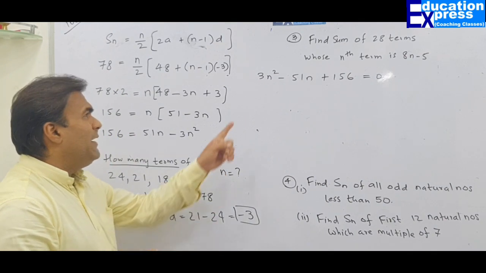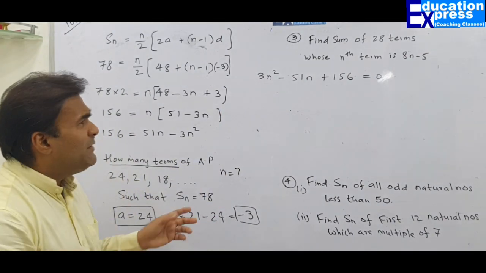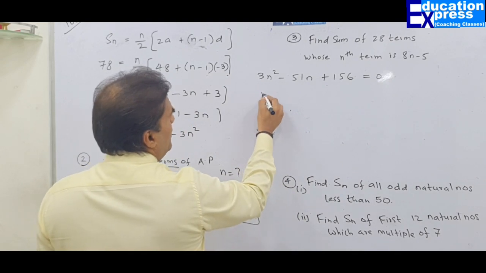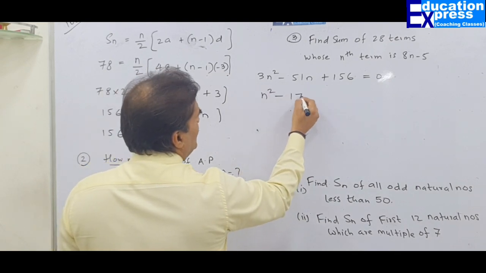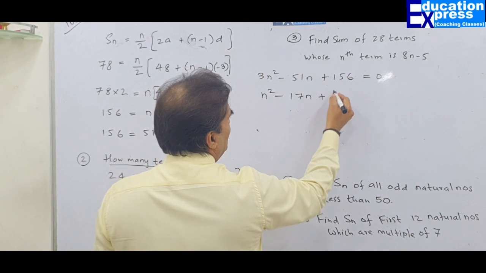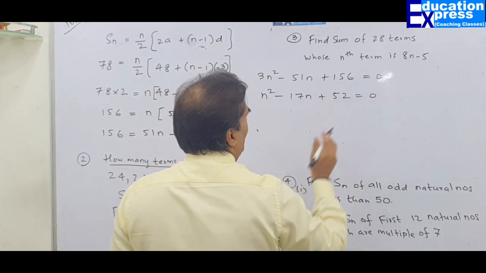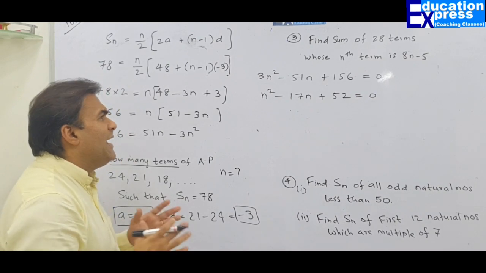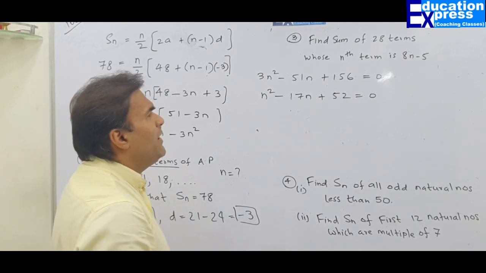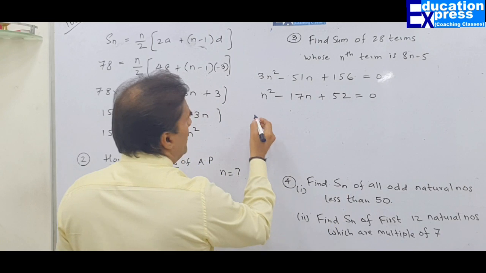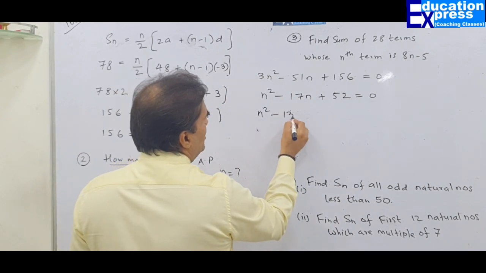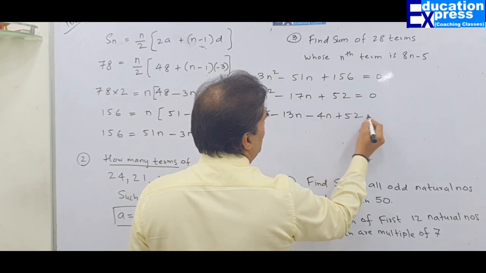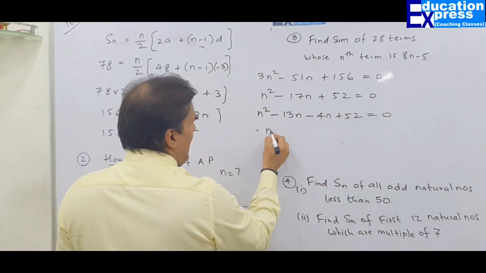Now I have to split the middle term. Is it possible to divide each of them by 3? Let us try. This becomes n square, this becomes 17n, whereas this becomes 52. So at least that burden of doing multi-calculation gets eliminated. Now it becomes very clear. 13 falls out. n square minus 13n minus 4n plus 52 equals to 0.